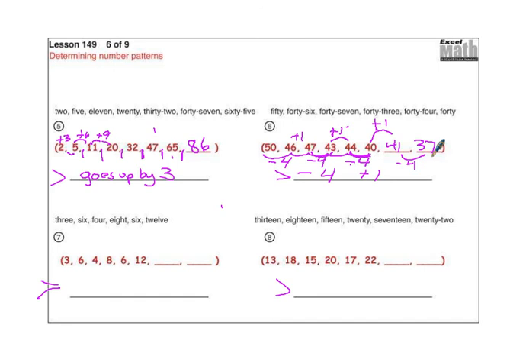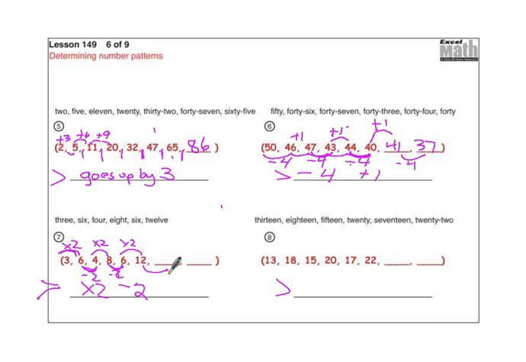Last couple here. 3, 6, 4, 8, 6, 12. 3 to 6, 4 to 8, 6 to 12. Look at those. Those are all what? Even. Right, but how am I going from 3 to 6? Times 2. Times 2, right? How am I going from 6 to 4? 8 minus 2 to 6. -2, right? So it's going times 2, -2, times 2, -2, times 2.